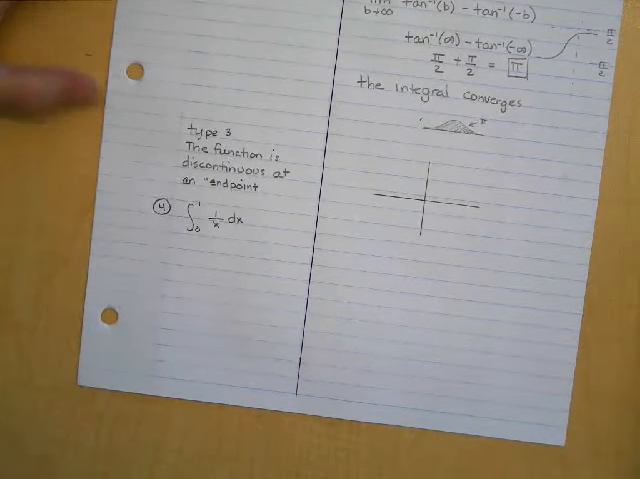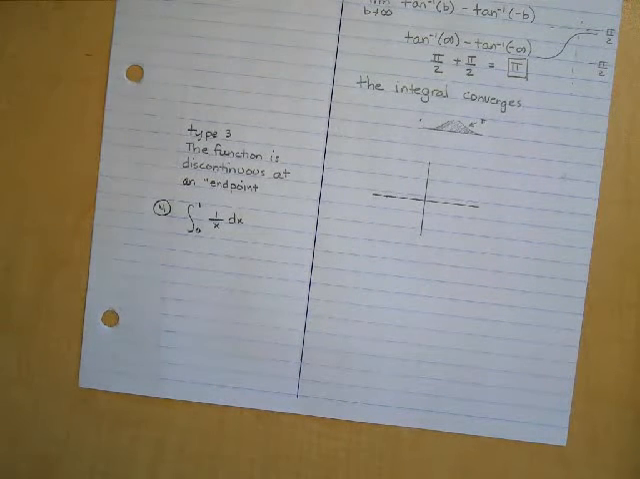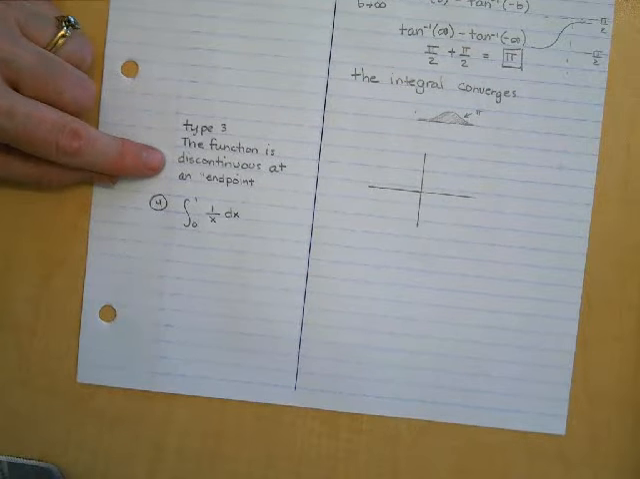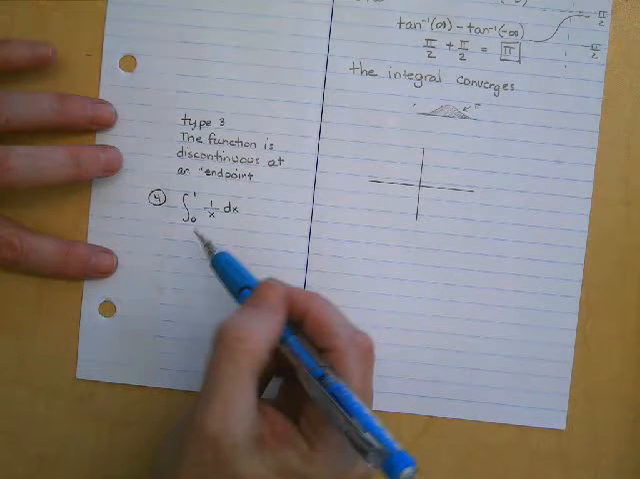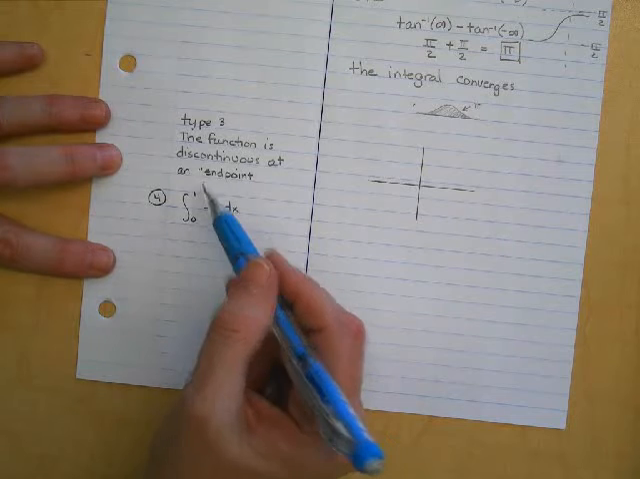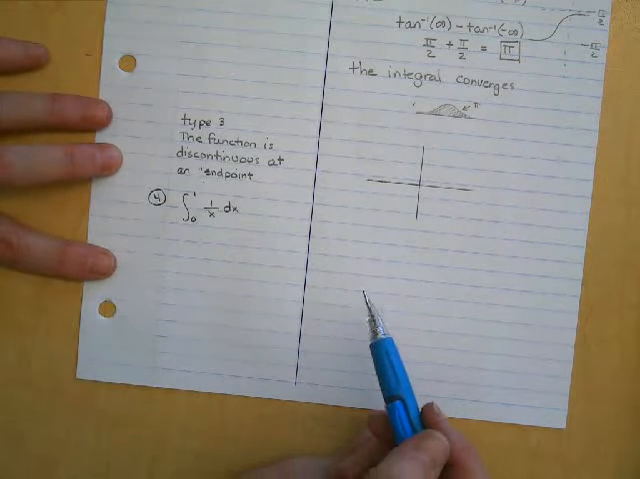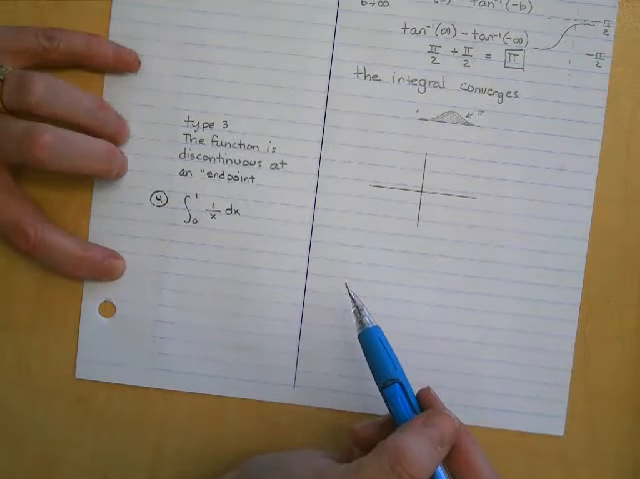All right, so now we're going to look at the third type. And we say that the function is discontinuous at an endpoint. And what we mean by an endpoint is at one of the bounds of integration. Okay, so that's going to cause a little problem there.